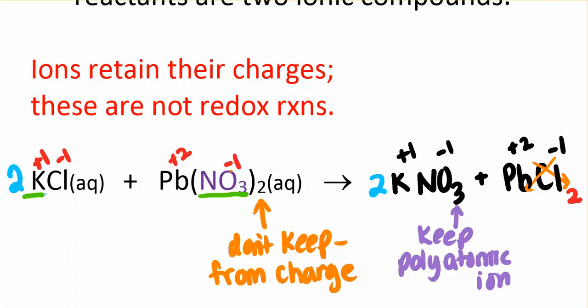Now there are 2 potassiums and 2 potassiums. There are now also 2 chlorines and 2 chlorines. So chlorine is balanced, and then we'll check lead. There's 1 lead and 1 lead, so that one is completely balanced.